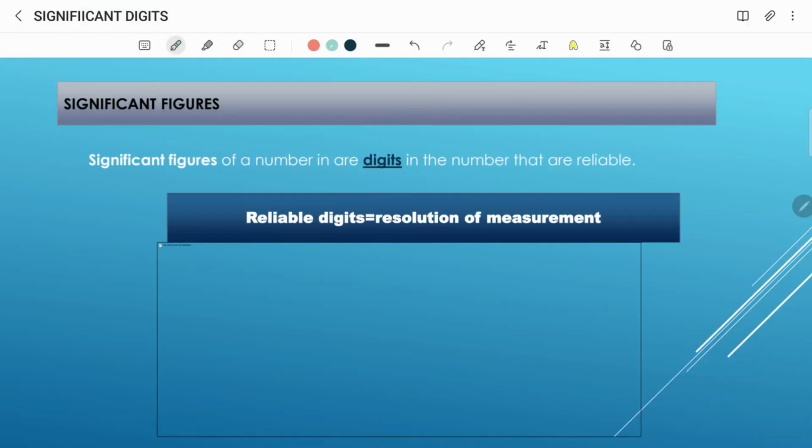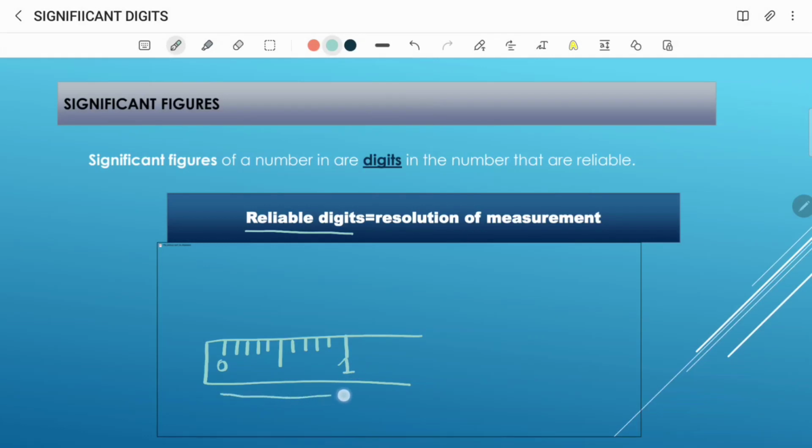Let us first understand what we mean by reliable digit. Suppose we have the regular centimeter scale that we have at home, and this is 0, this is up to 1 centimeter. So this distance is 1 centimeter. That means that, as you can see, there are total 10 counts. From 0 to 1 there are total 10 lines that divide the scale. So our centimeter scale can measure up to the accuracy of 0.1 centimeter.